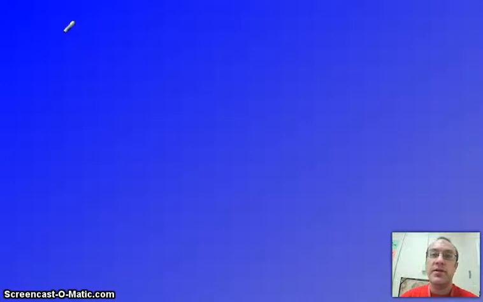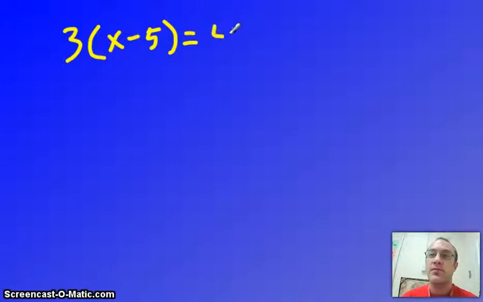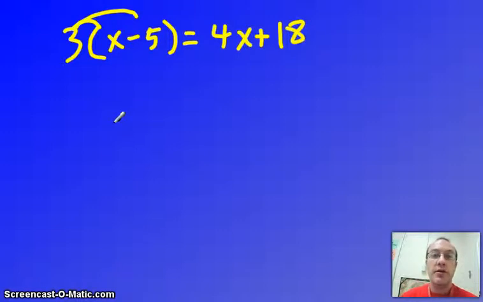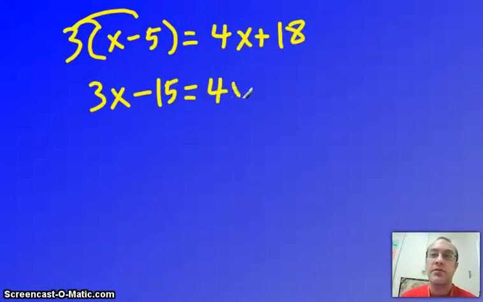Making it more complicated, what if we need to distribute along the way? We've done a few warm-ups like this in class. So if I distribute this number in front of the parentheses, that means multiply it by both of the terms that are added or subtracted inside. So that would be 3x minus 15 is equal to 4x plus 18.